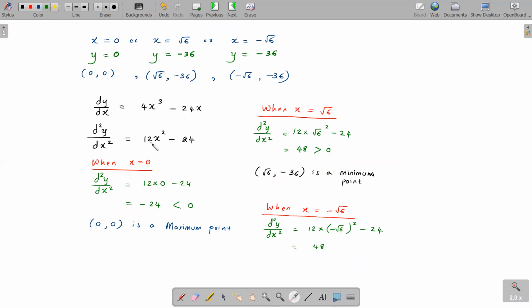Be careful when you're squaring. It's x square here, so x is minus root 6. Put minus root 6 within brackets and then square it, otherwise your answer will go wrong. Which is greater than 0. Therefore, minus root 6, minus 36 is again a minimum. If the second derivative is positive, it means it's a minimum point. Okay, is that clear?